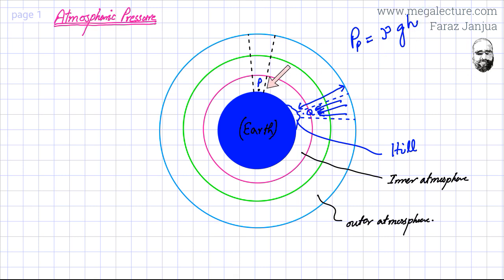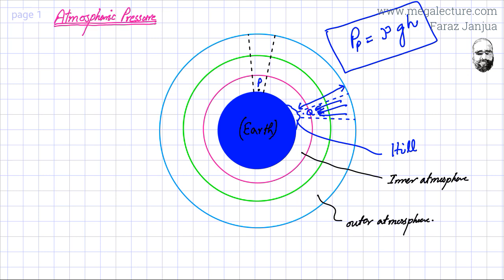Height is, it is not possible to find one single height of atmosphere. How high is the last molecule of atmosphere from the surface of Earth? That is very difficult. So this method, although it is a formula, this one is a formula to find pressure. But I don't see this formula being used to measure atmospheric pressure in this way.